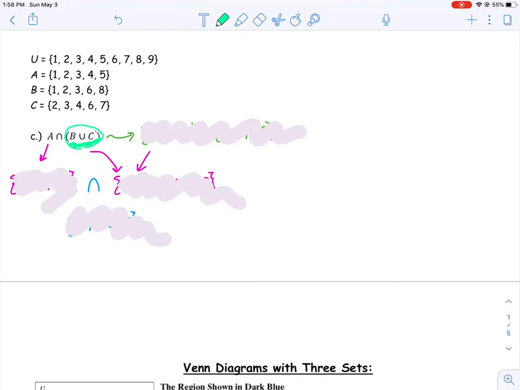Because that's so many pieces, off to the side, I'm going to go ahead and do that separately. I'm going to list all the elements that are in B. I'm going to list all the elements that are in the complement of C. That's all the elements that are not in C. And then I'm going to find their union. Remember, putting all of them together.